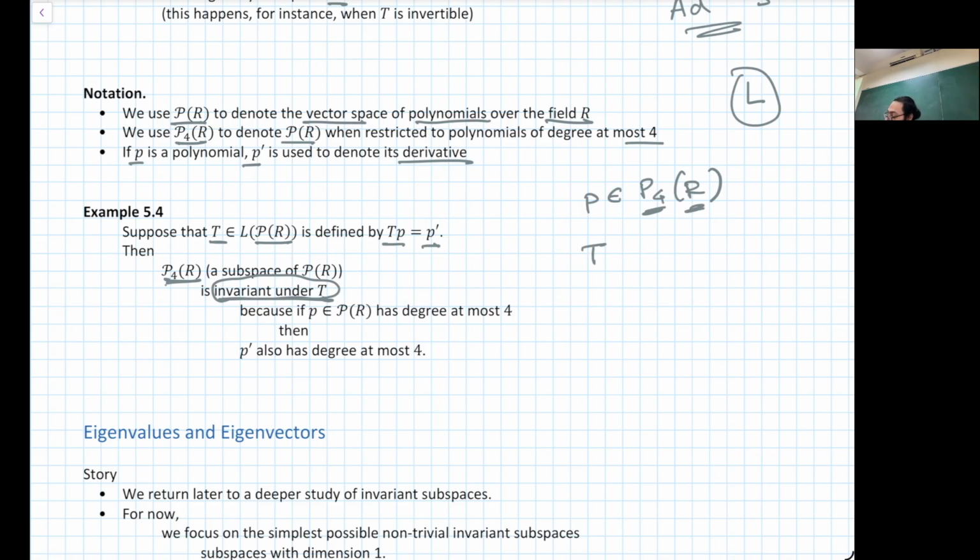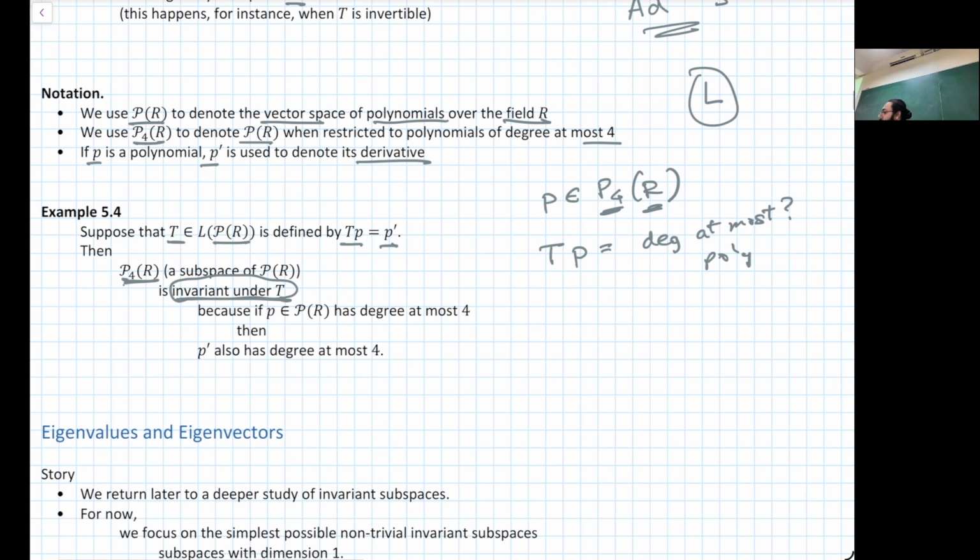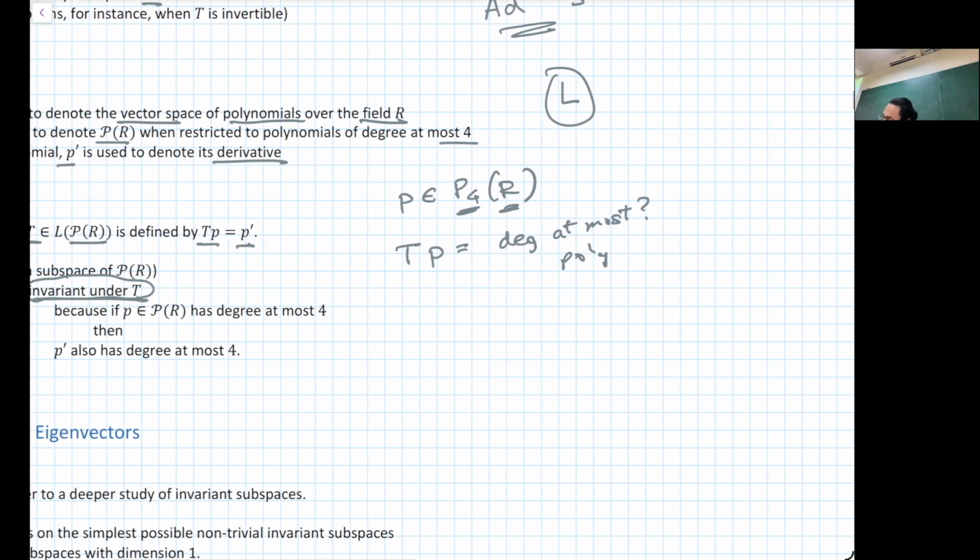So L's question is, why is P4 an invariant subspace under T? Let's take some polynomial P of degree at most 4, over the real numbers. P4 just means polynomials of degree at most 4, and R is the field of real numbers. Now when T acts on P, what is the degree of this polynomial? At most 3 actually, because it's differentiation, but let's say at most 4. That is also correct.